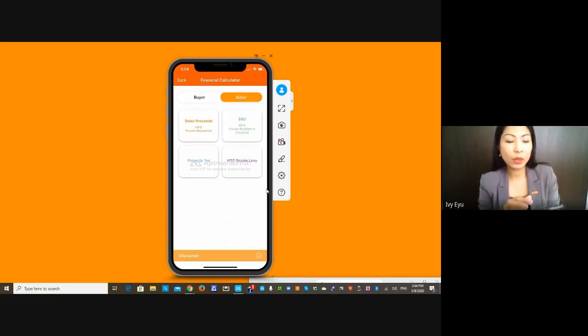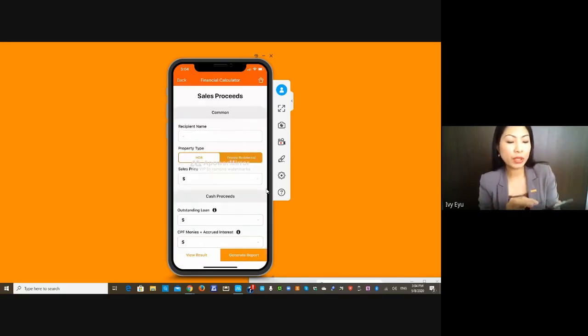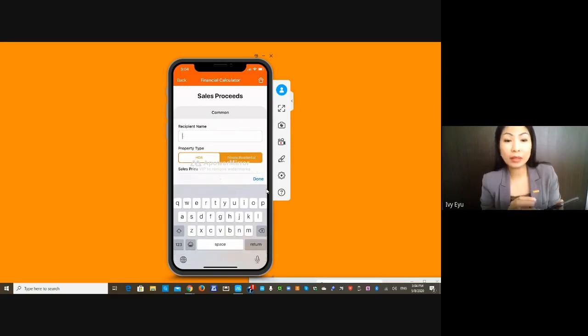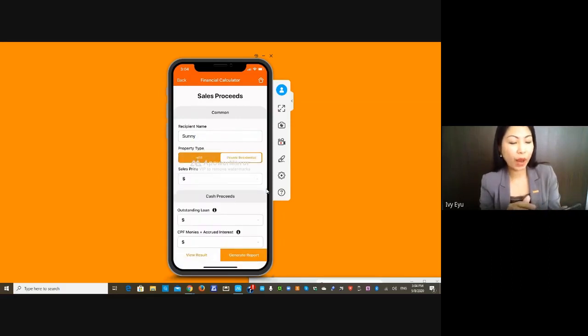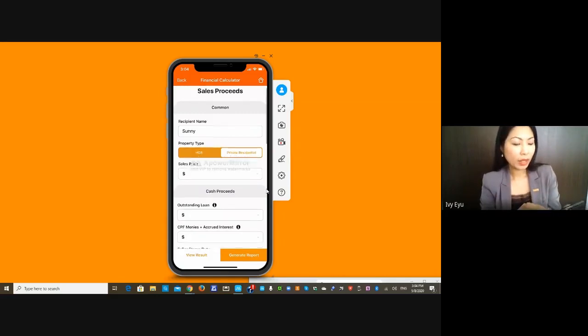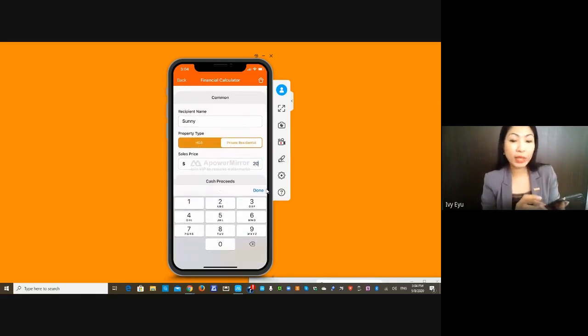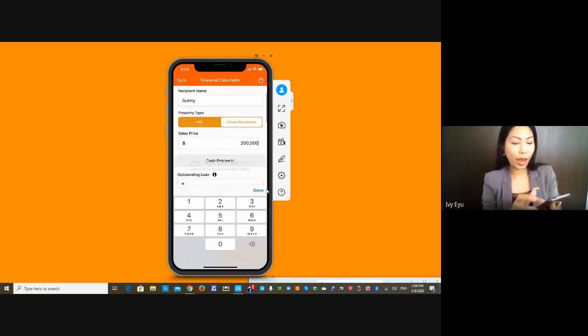In my last episode, I shared that there is this column called the sales receipt. In this sales receipt, you can do it for both types of owner, whether they own an HDB property or a private property. Today our case study is about private residential. To customize this report, we will put in Mr. Sunny's name, and then I will type private residential. Over here, his proposed sales price is 2 million, which I will key in.